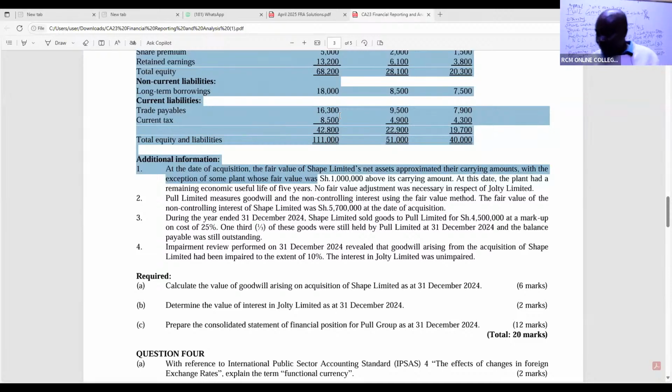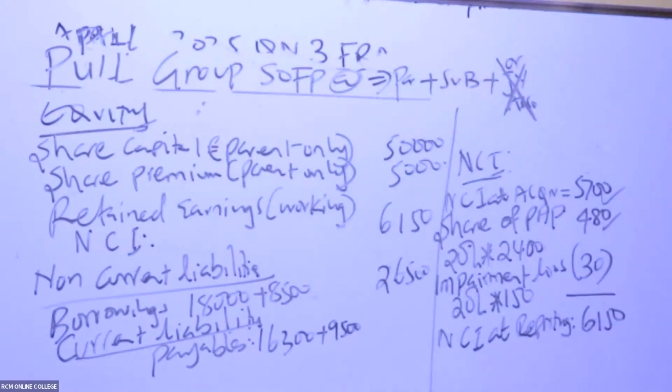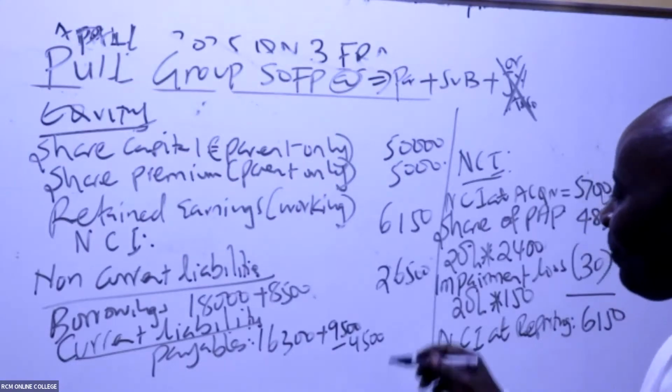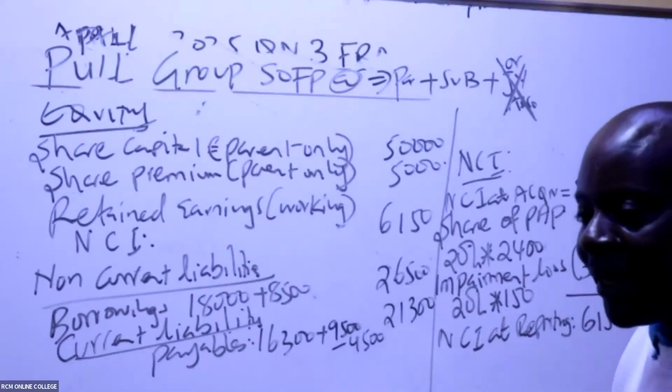Do you remember that fake payable? That fake payable was how much? Minus 4,500, isn't it? Minus 4,500. So it comes to 21,300. Is that okay, ladies and gentlemen?